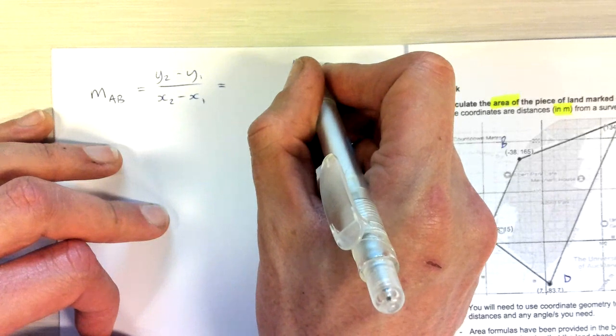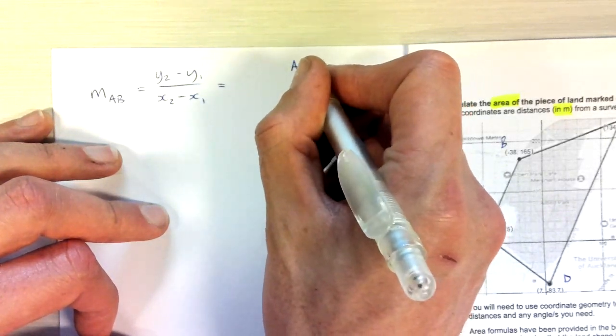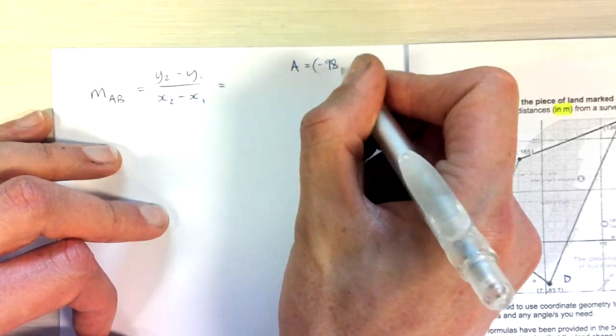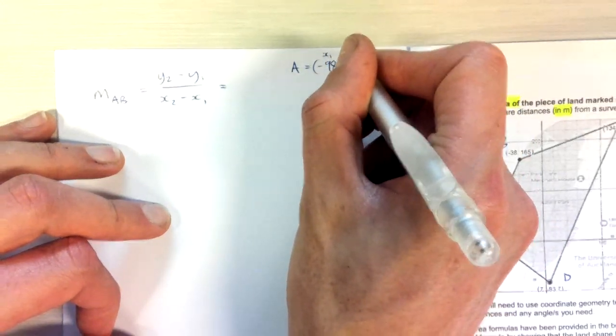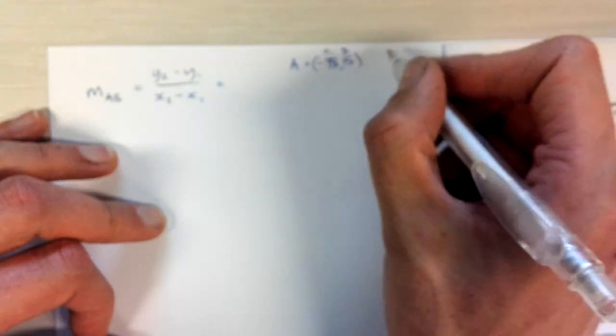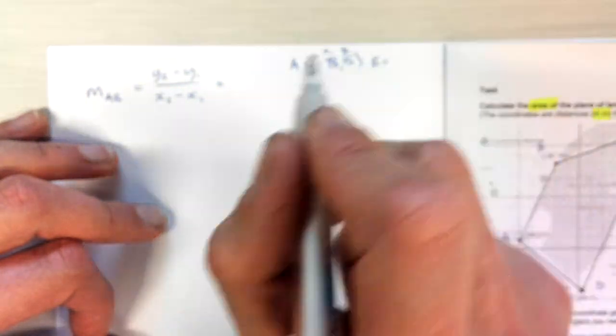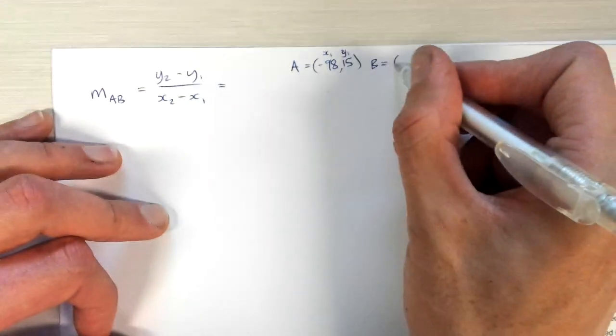Oh, I think I may have screwed myself over there, to be honest. A equals negative 98, 15, and I'm going to make that my x1, y1. And then B is going to be, which is here, negative 38, 165.